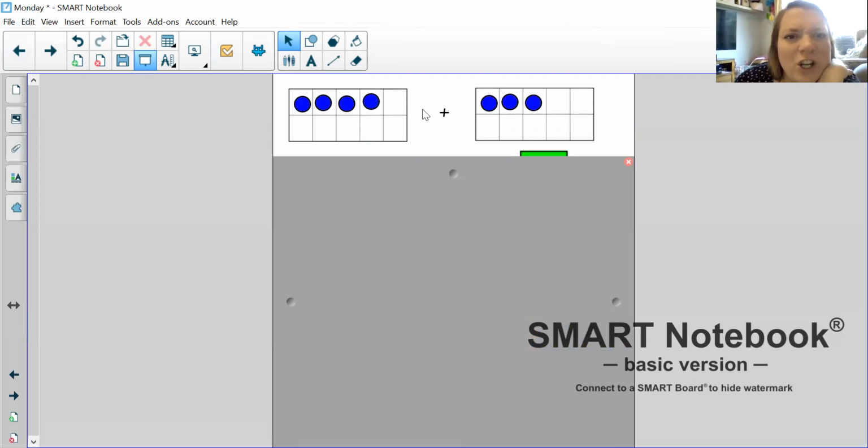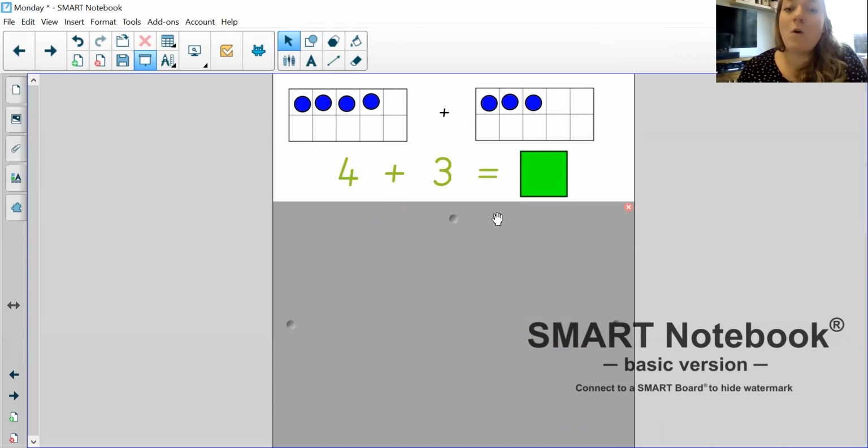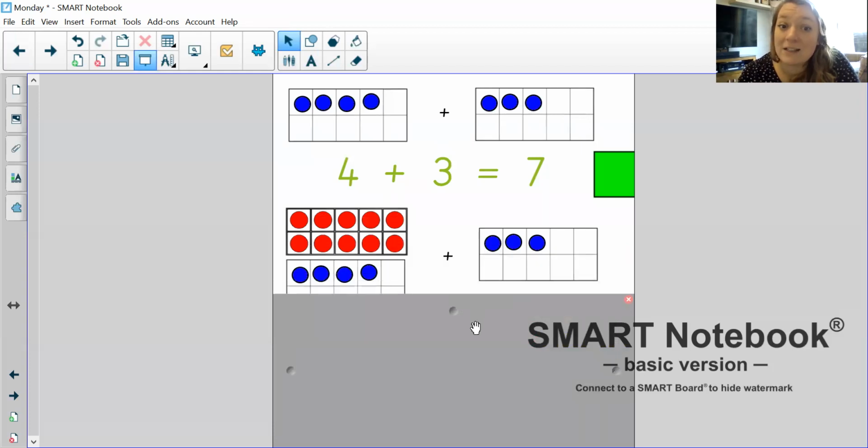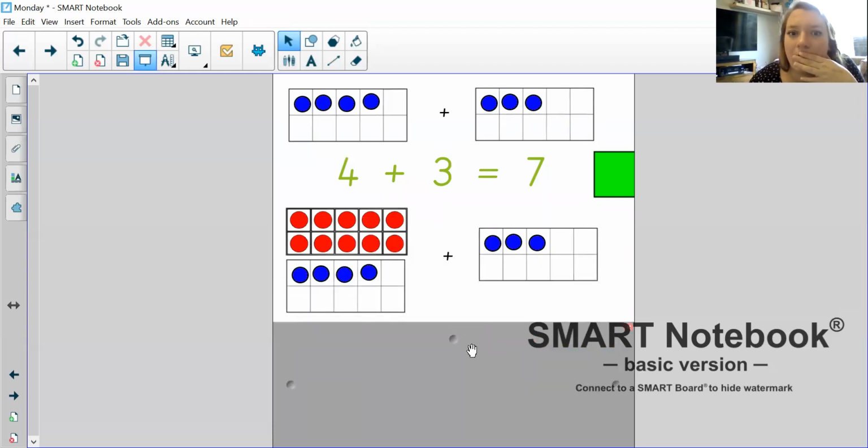Okay, have a look at this one. What's it asking you to do? Count what's in the tens frame. 1, 2, 3, 4. Okay, 4 add, what's it asking us to add? That's right, 3. 4 add 3 equals, shall we find out? 4 add 3, 5, 6, 7. 4 add 3 equals 7. Excellent.